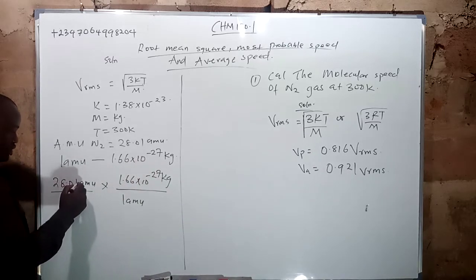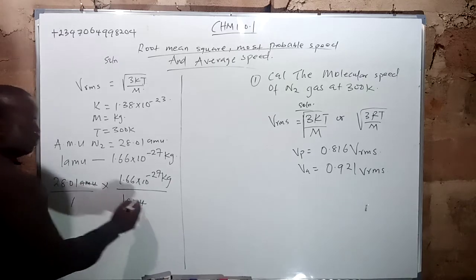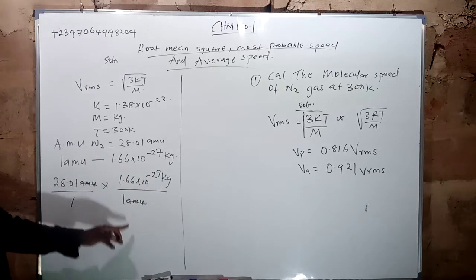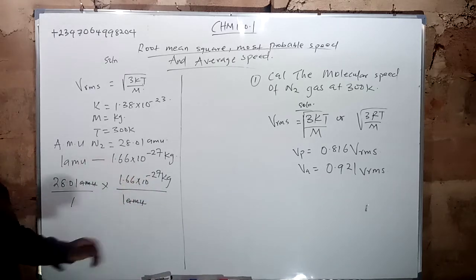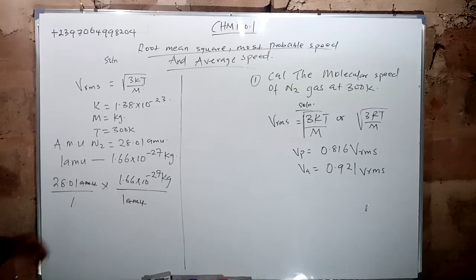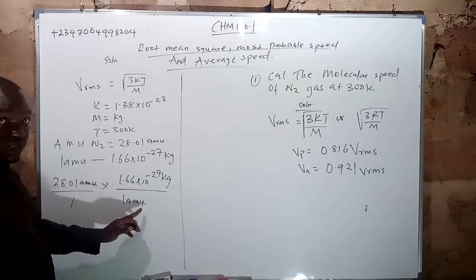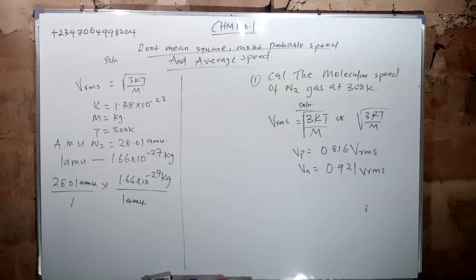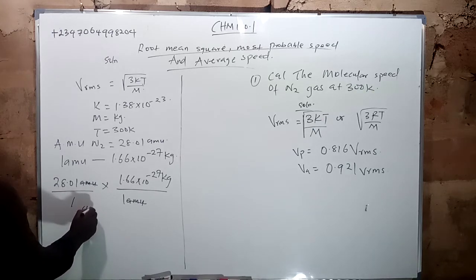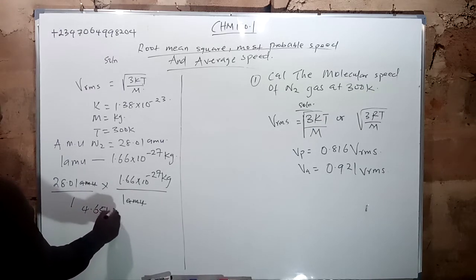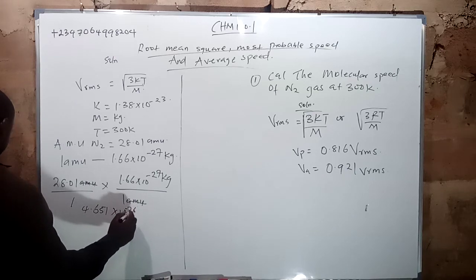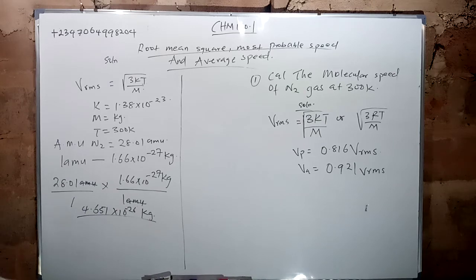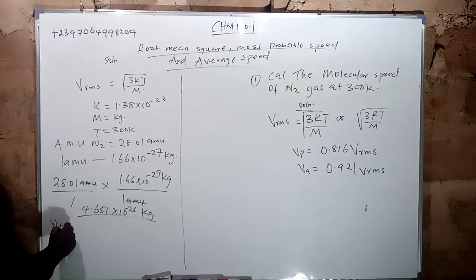Now, why am I placing this at the bottom? I want to cancel, because this atomic mass unit will cancel atomic mass unit. I want to move from an atomic mass unit to kilogram. That's why I put it at the bottom. If I put it at the top, it cannot cancel. So you can see that this atomic mass unit cancels this atomic mass unit. Now, if you punch this on your calculator, what you will get is 4.651 times 10 raised to the power of minus 26 kg. Now your mass is already in kg. All we need to do is put it into this formula and the answer will flow naturally.